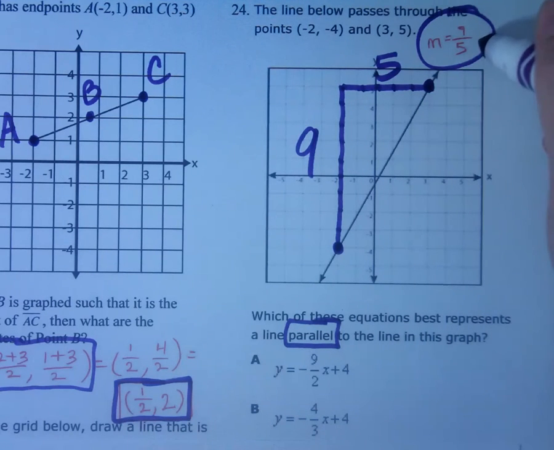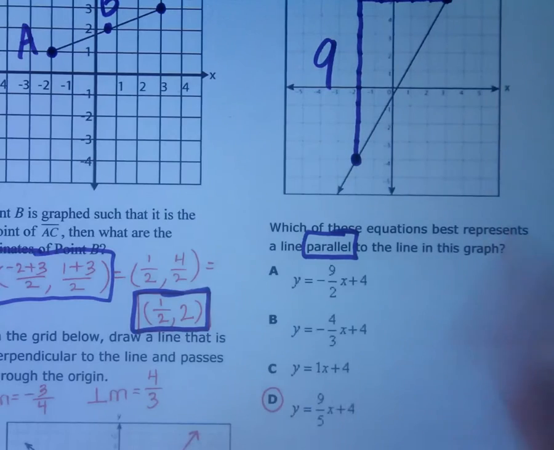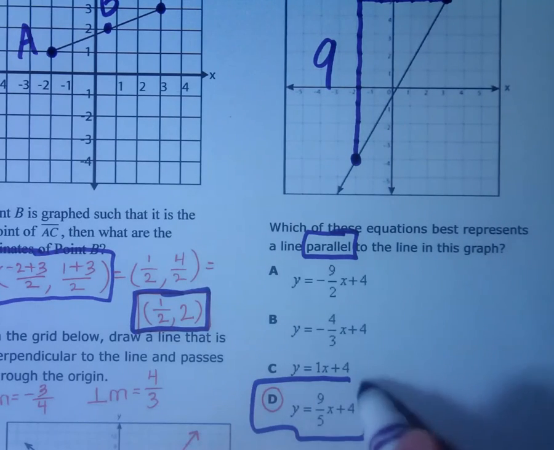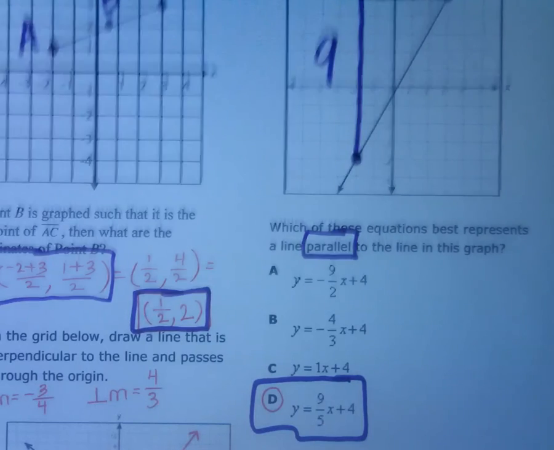And if a line is going to be parallel to it, it has to have the exact same slope. So looking at our answer choices, answer choice D is the only one that has a slope of 9/5.